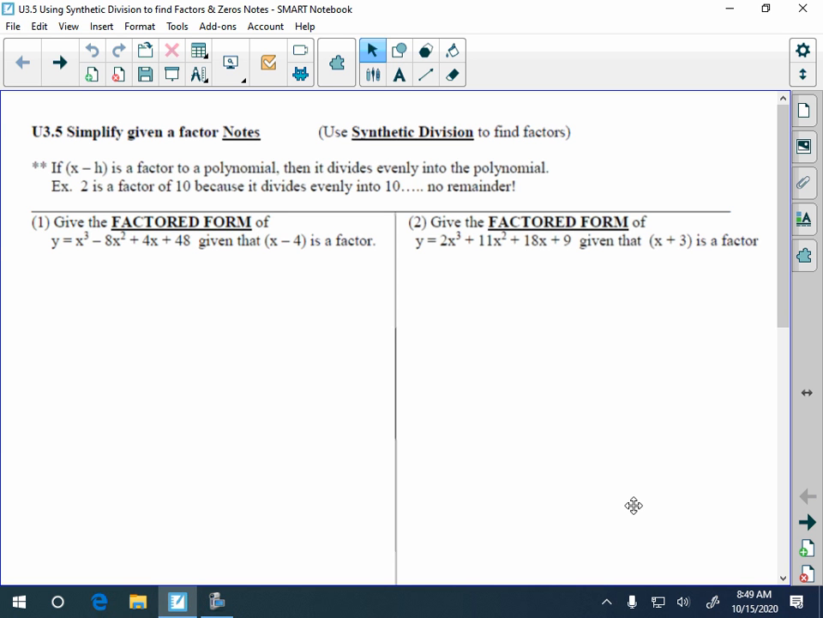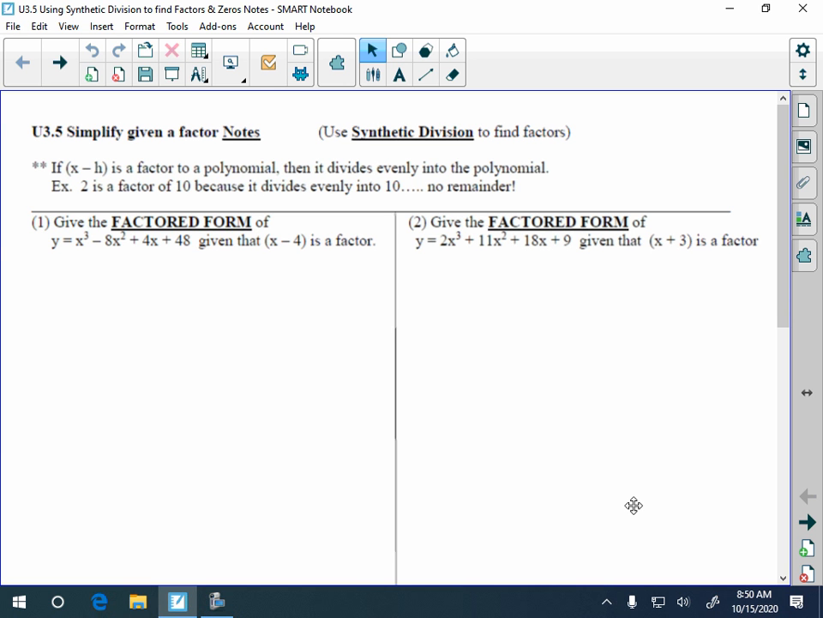evenly. So for example, 2 is considered to be a factor of 10 because when we divide 10 divided by 2, we get 5 and there's no remainder, right? So 2 is a factor of 10 because there's no remainder. So if we have a binomial and it's said to be a factor of a polynomial, that means that if we were to synthetically divide into that polynomial, we have to get a remainder 0. Okay, so that's what it means.